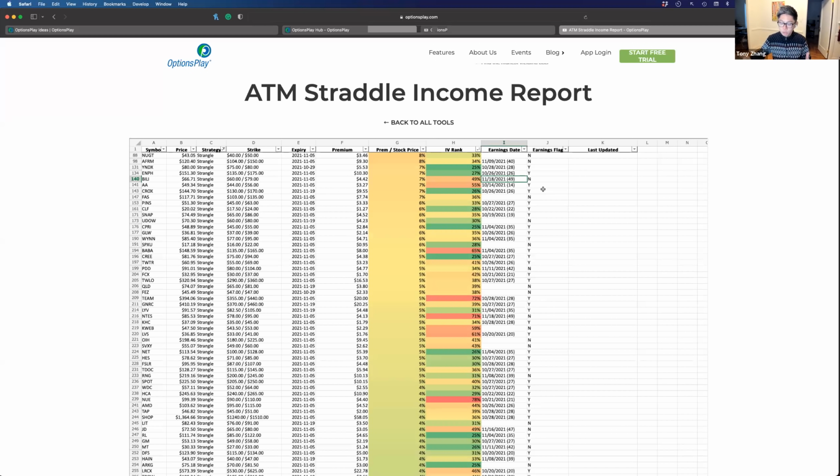So regardless of what type of strategy you trade, credit spreads, covered calls, short puts, strangles, straddles, there's a different scanner and report built for you so that you can find the opportunities that generate the most yield for your trading.